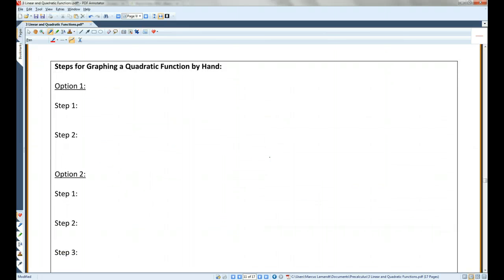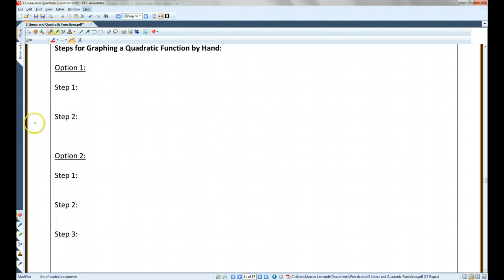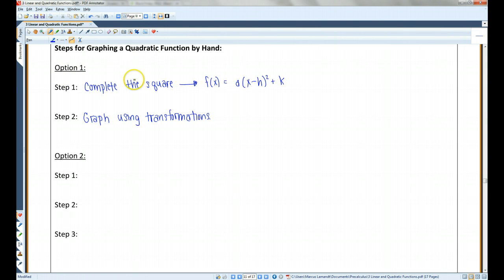Okay, steps for graphing a quadratic function by hand. I'm going to do option 1 first, and then I'll pause. The first way you could do this, if you have a quadratic function, is to complete the square and get it into this form, and then graph using transformations. I tend to like this way better, just because I've never really liked memorizing formulas, but a lot of people like the second option better.